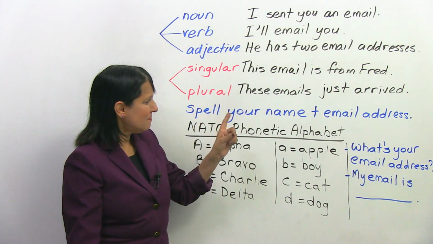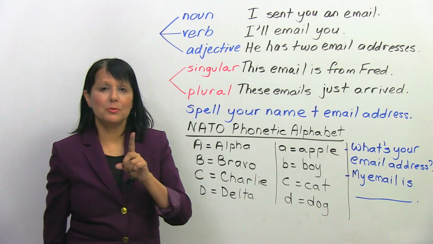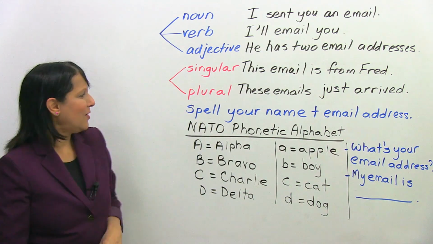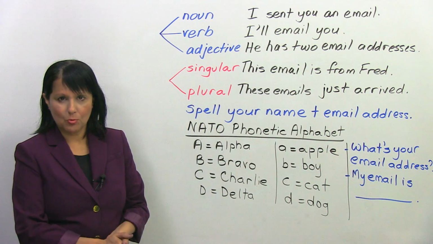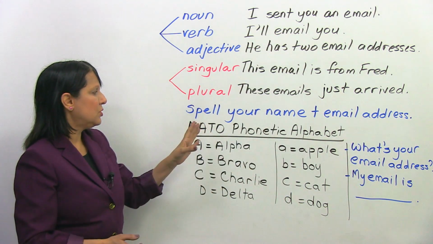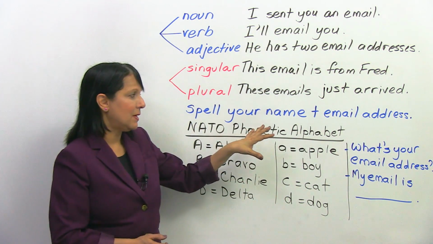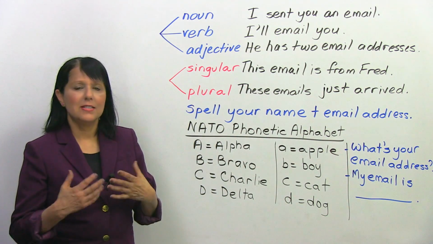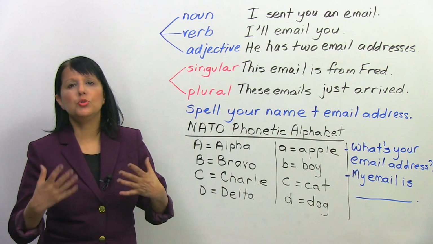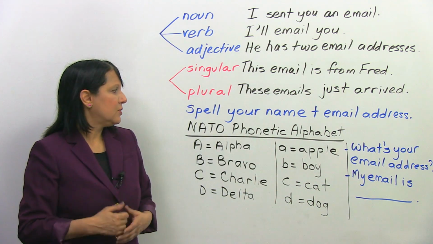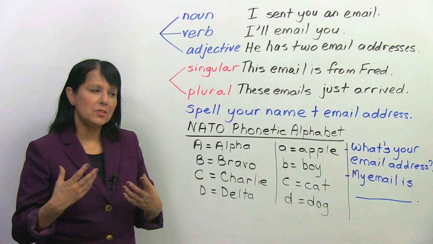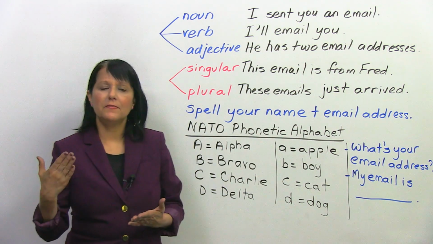All right. Now, something else that you need to be able to do, all right, is when you give your email address to someone, you need to be able to know how to spell your name and your email address, especially if you have an unusual name to someone who is a native English speaker, all right? So you have to be able to spell it in a very clear way.